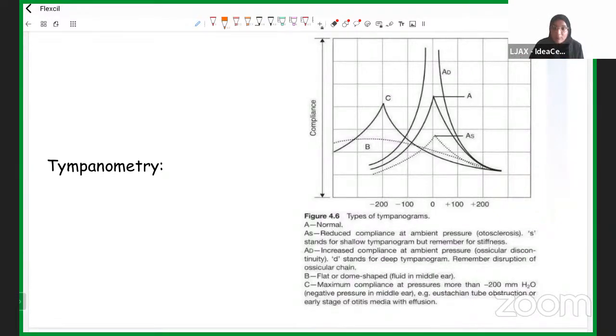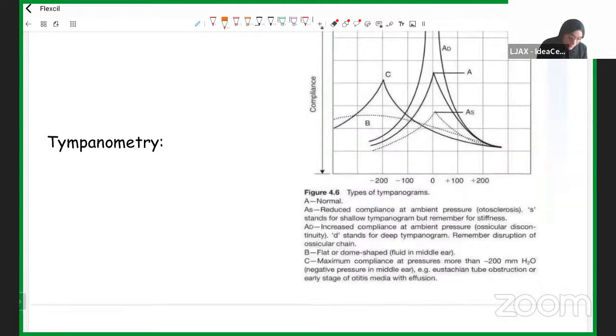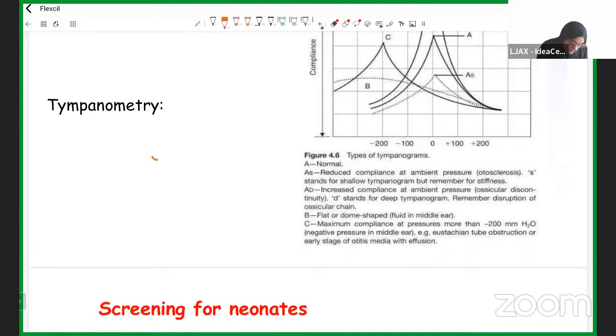So what actually happens in tympanometry is that you have a probe which you place in the ear. And that probe has 3 parts: an ossicular part, a part that pumps air, and something called a microphone. So I'll draw the diagram and explain. Let's say this is an ear, and you put a probe.